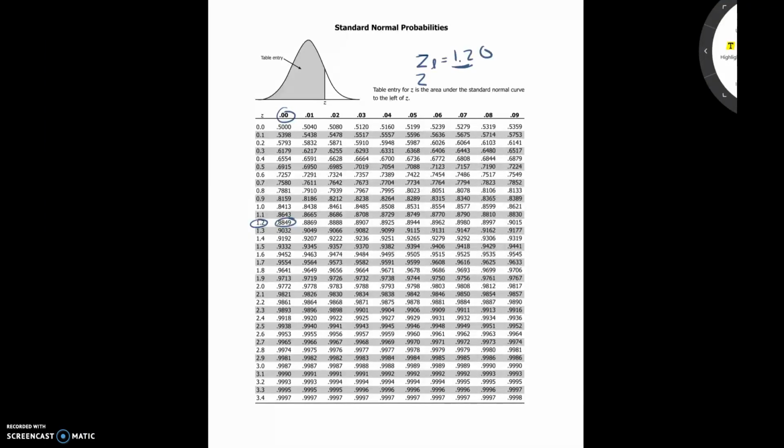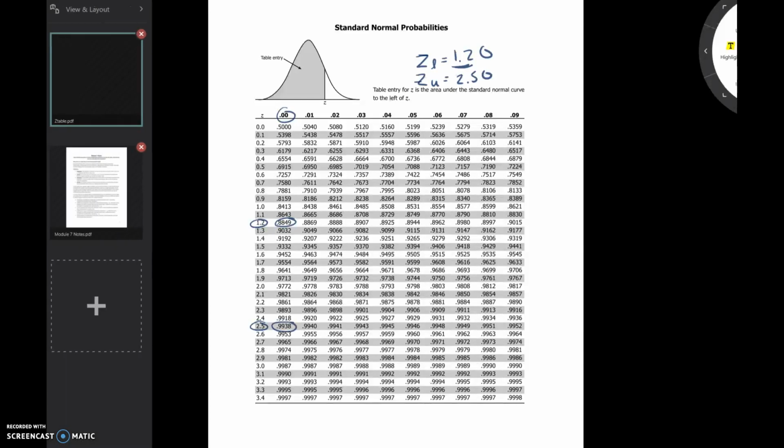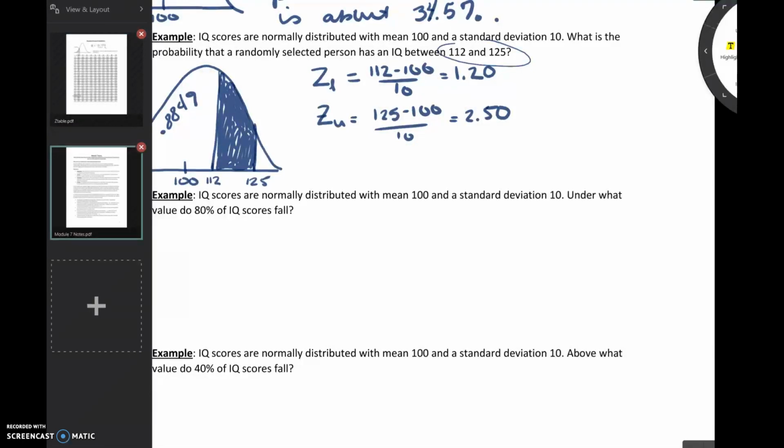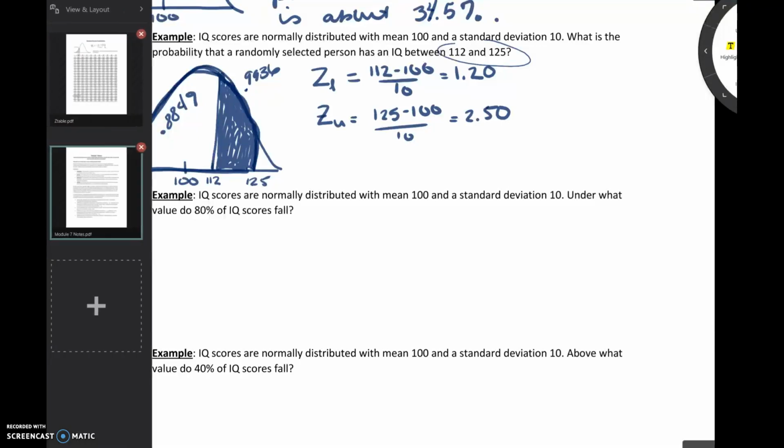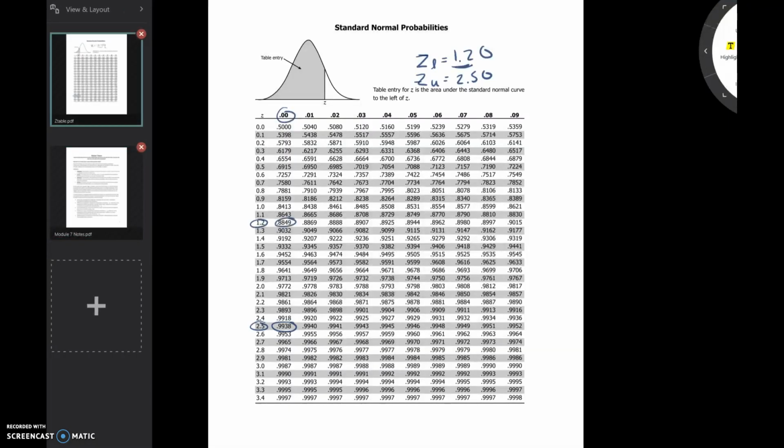Again, now we're looking at Z upper, which is equal to 2.50. So we look up the 2.5, here's our 0, and we get 0.9938. So that tells me that all of this area is equal to 0.9938. And again, that was all of this area. Notice, let me double check that number here. That should be an 8.